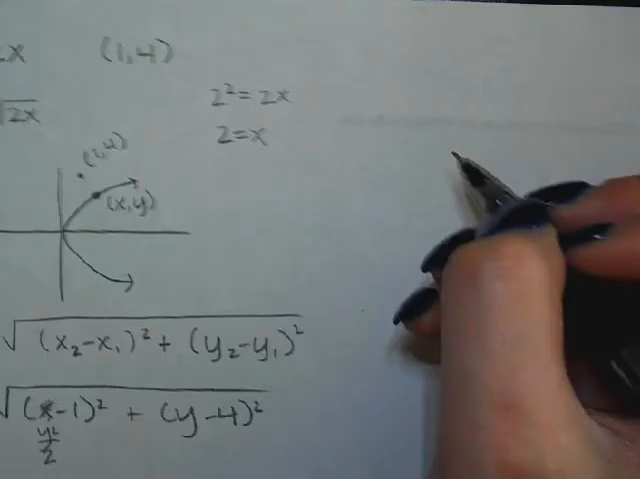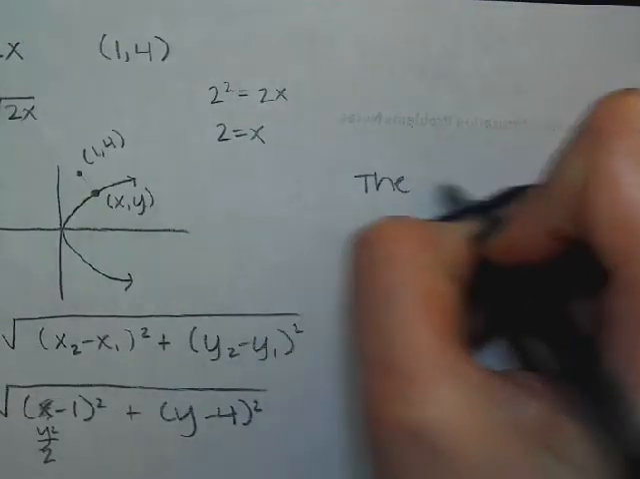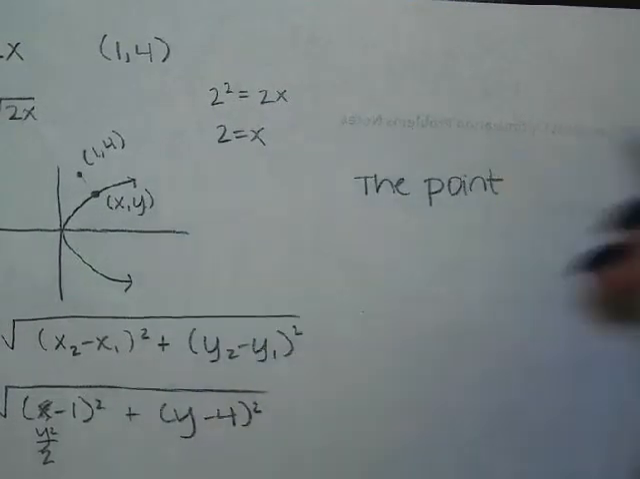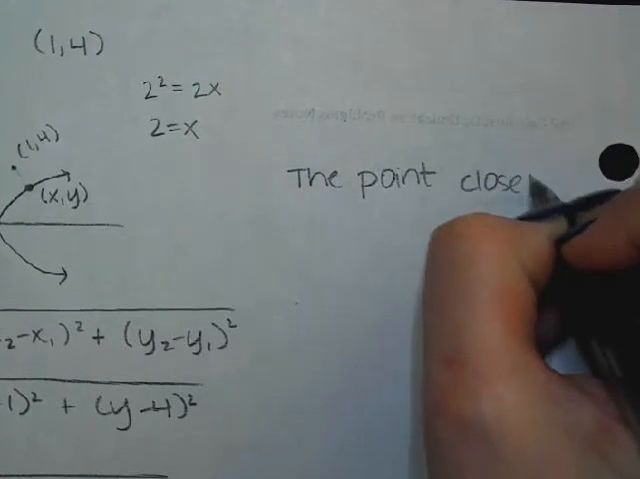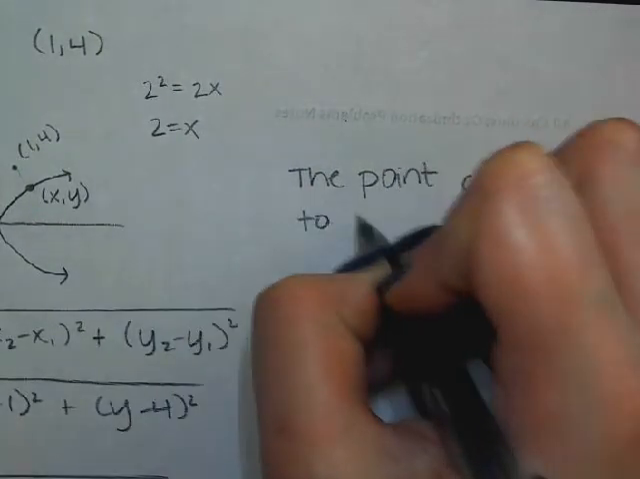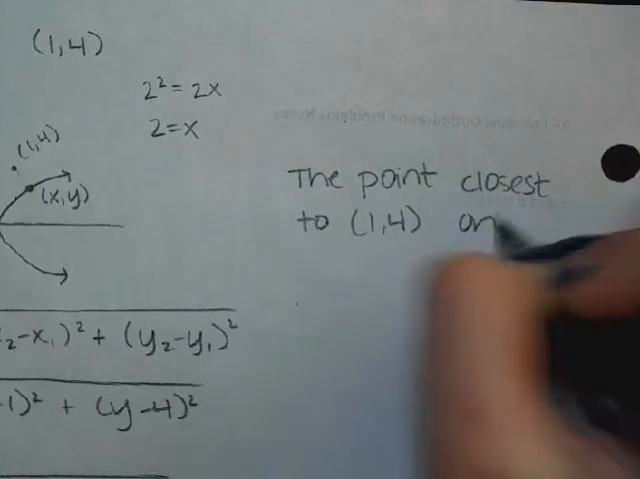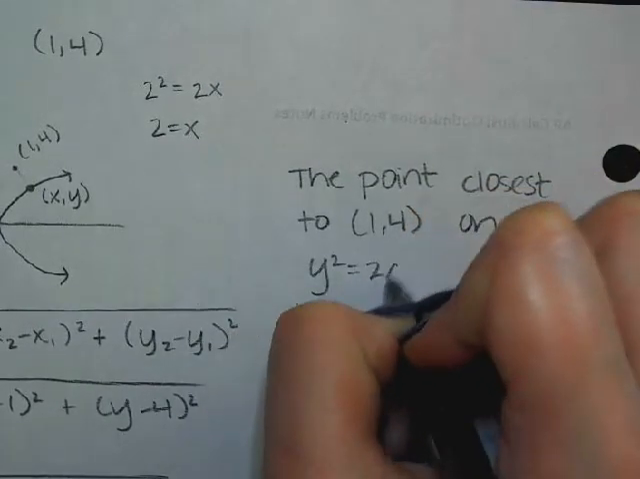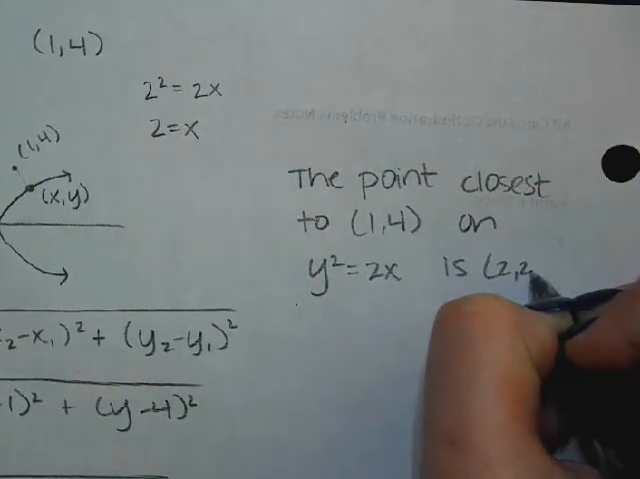So we're going to say the point closest to 1, 4 on the parabola y squared equals 2x is 2, 2.